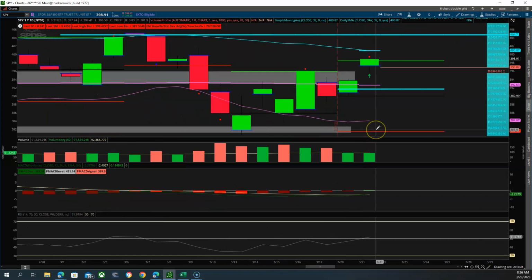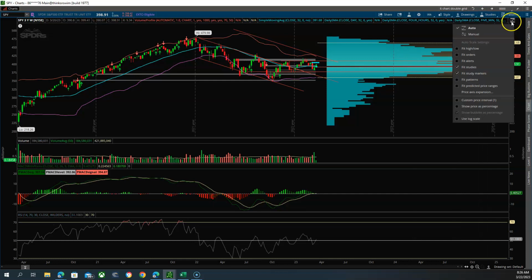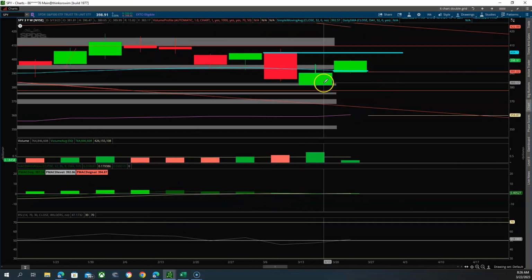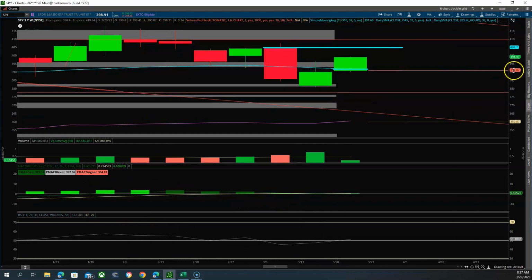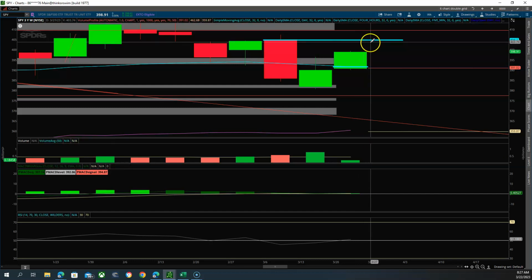And let's zoom in a bit to where we are now. As I zoom in, and this is the daily chart, let me get the actual weekly, and zoom in here. All right, on the weekly, we see big resistance up here at the 404 area.